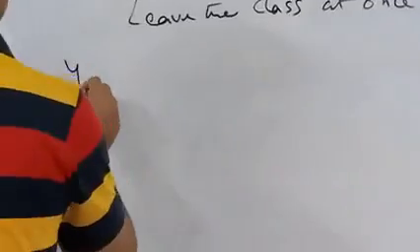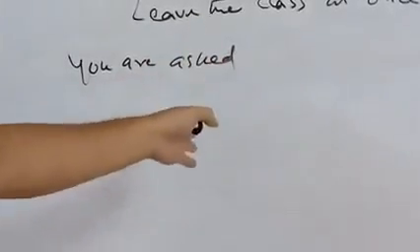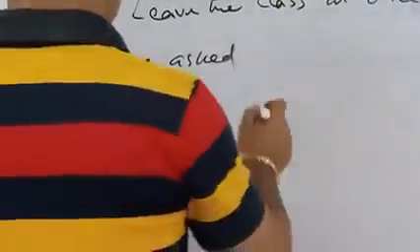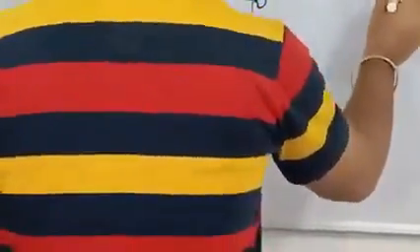So the expression is order. That is why you are asked, or you can say you are ordered. If someone uses the word order, this is also correct. You are asked to, the verb in the sentence is leave, so you have to put to in front of leave. This is how: You are asked to leave the class at once.